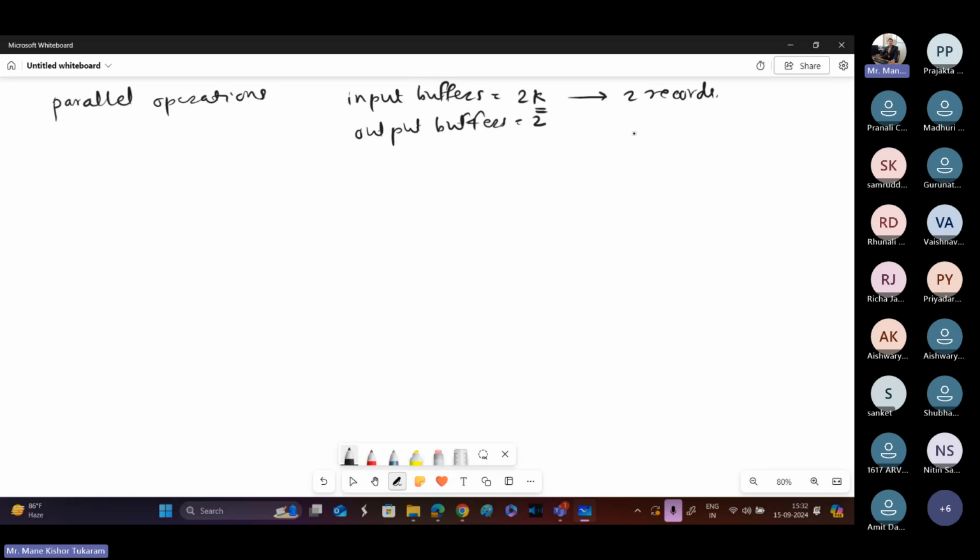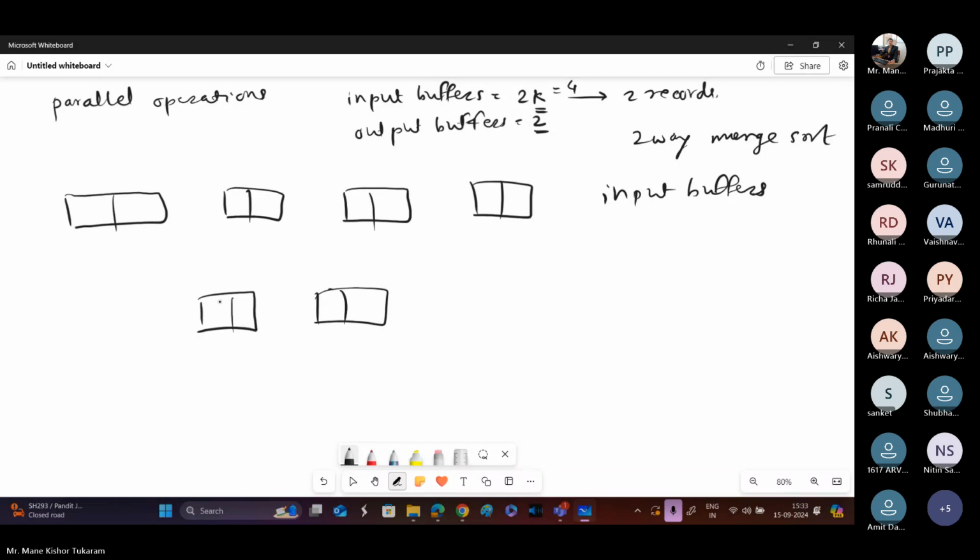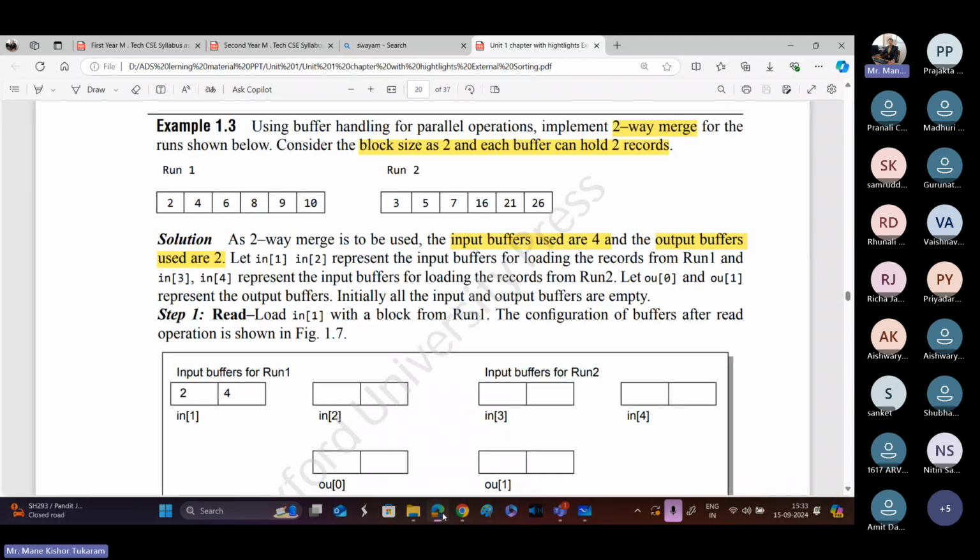And you can apply the 2-way merge sort. 2-way means our input buffers are 4, that is 2 into 2. So here 1, 2, 3, and 4 are the input buffers, and we have 2 output buffers, 1 and 2. Okay. And what is our input data? Input data: 2, 4, 6, 8, 9.